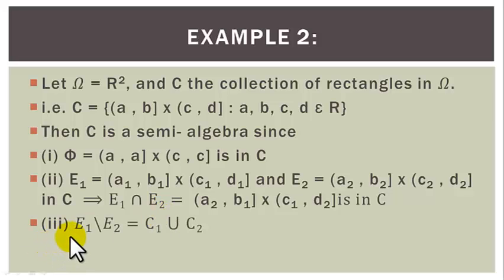3. If E1 is a rectangle and E2 is also a rectangle, then E1 difference E2 can be expressed as C1 union C2, where C1 and C2 are disjoint and are rectangles.